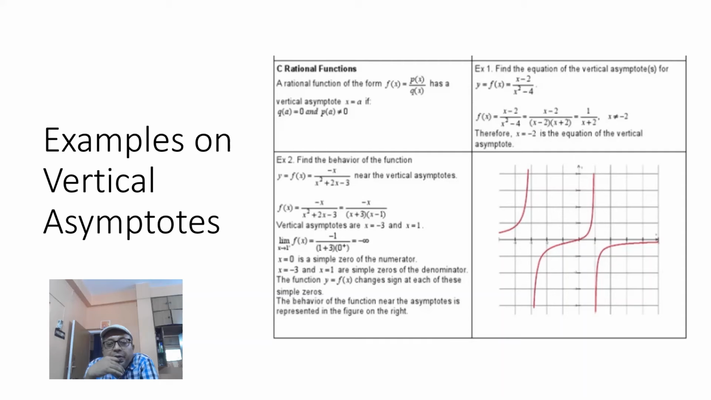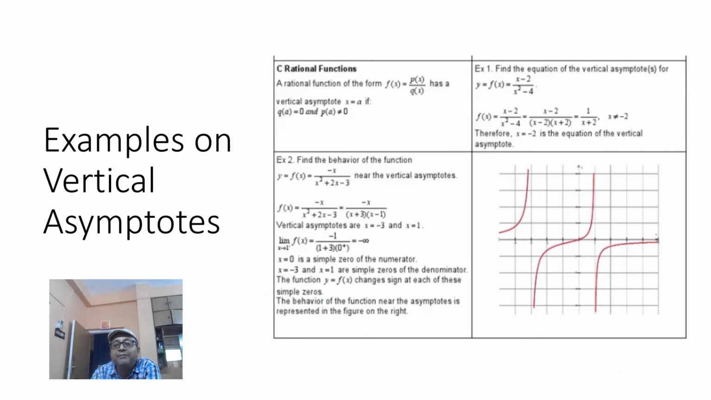I have taken a few examples here to write the vertical asymptote. You can see in the first equation, it is minus x by x squared plus 2x minus 3. If you factorize, it is minus x by (x plus 3)(x minus 1). When x is minus 3 and when x is 1, this is tending to infinity or minus infinity. So these two are simple zeros of the denominator, and the asymptote equations are x equal to minus 3 and x equal to 1.